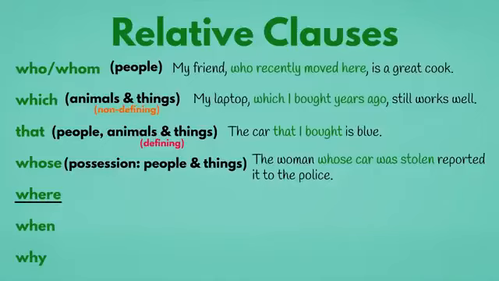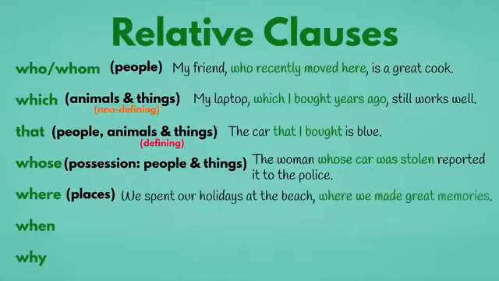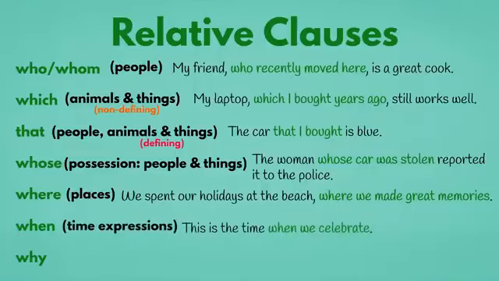Where is used to refer to places. For example, we spent our holiday at the beach where we made great memories. When is used for time expressions. An example: this is the time when we celebrate. And why is used to refer to a reason. For example, that is the reason why I am upset.